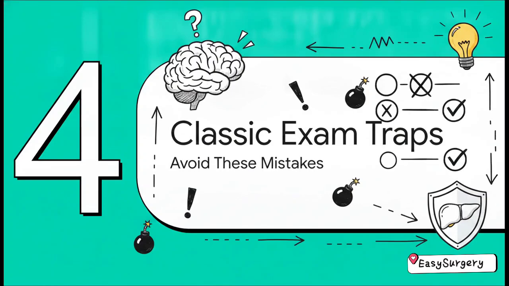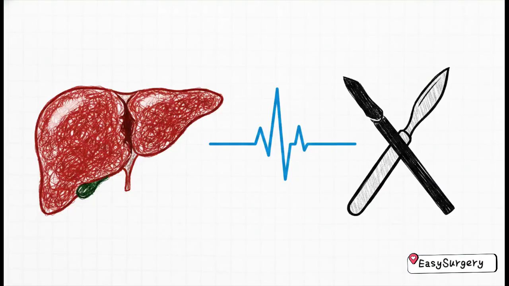Section 4, Classic Exam Traps. The first major trap examiners love to use is testing your knee-jerk reaction to a high-grade injury. Remember, a grade 4 does not automatically mean surgery. Like we established earlier, a hemodynamically stable patient with a grade 5 injury might still be managed non-operatively in a proper trauma center. Don't let that scary Roman numeral trick you into picking the immediate laparotomy option if the prompt clearly tells you the patient's vital signs are stable and normalizing.